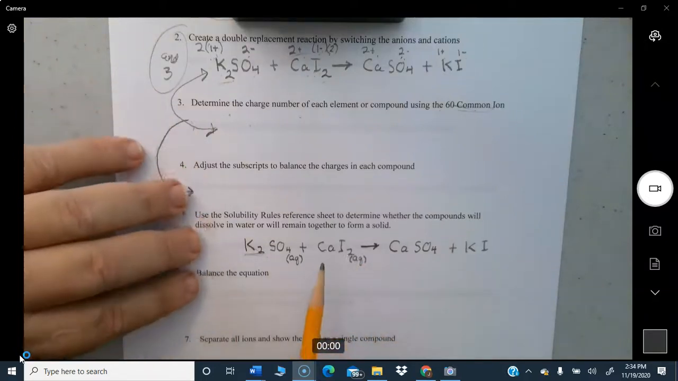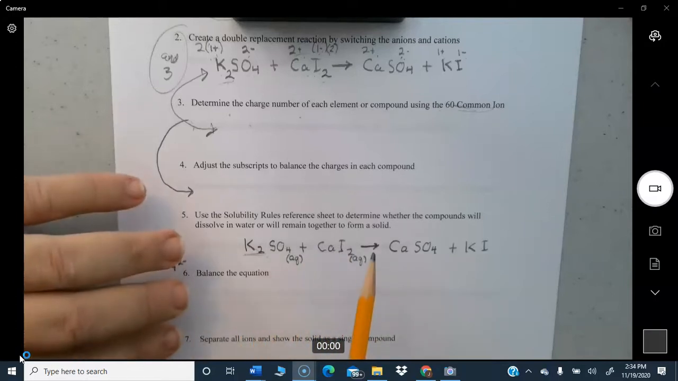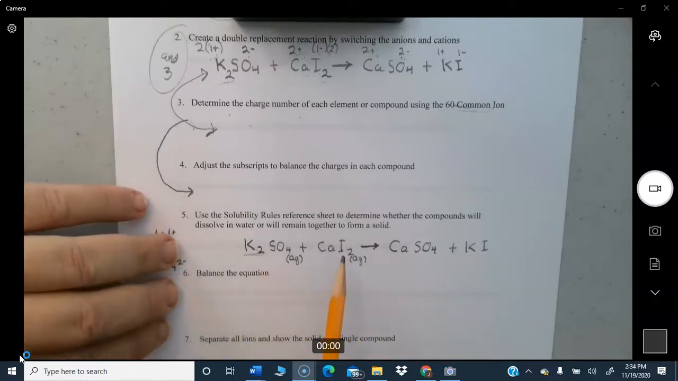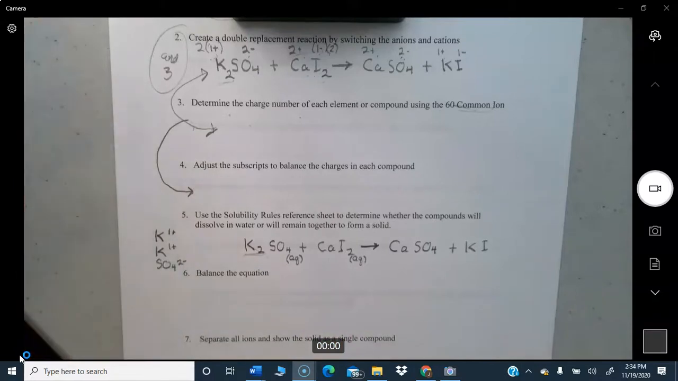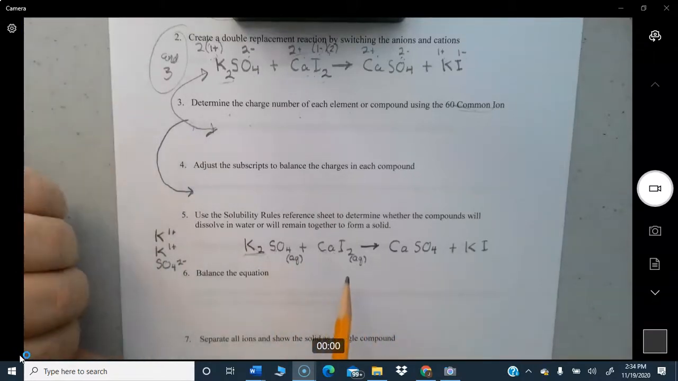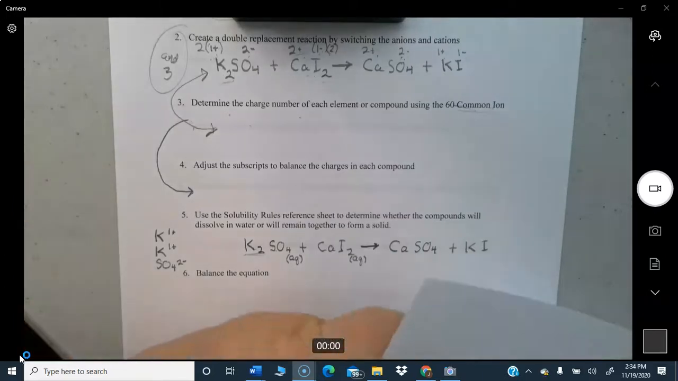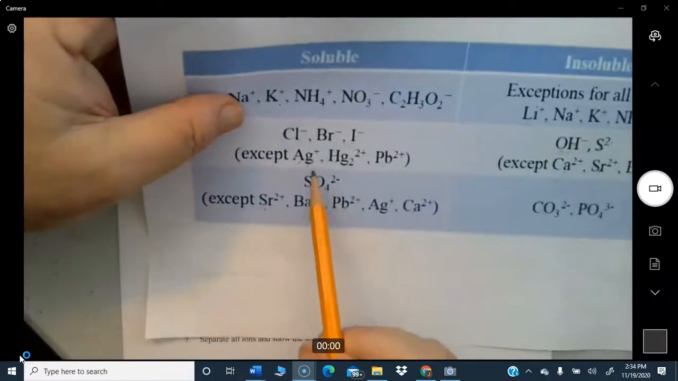Now let me point something out that I pointed out in the instruction video. This will break up in water, this will break up. If either of these were compounds that would be insoluble in water, you're done with the problem. You can't do any further because you cannot have a chemical reaction over here. These both have to be able to break up in water in order to have the chemical reaction take place, okay?